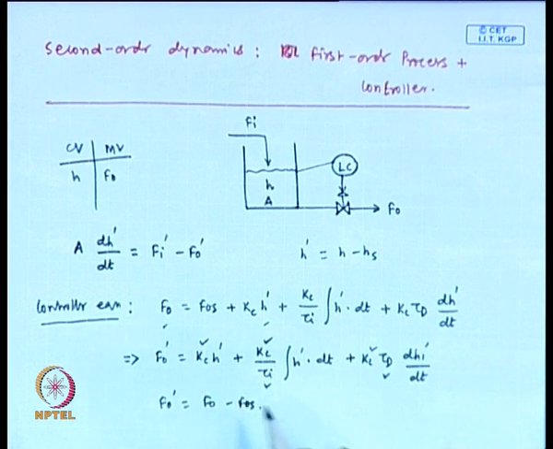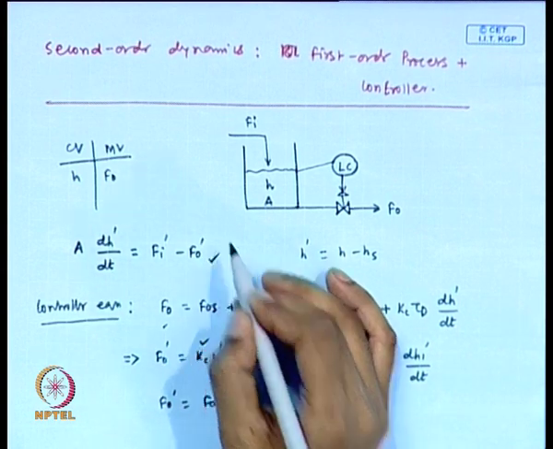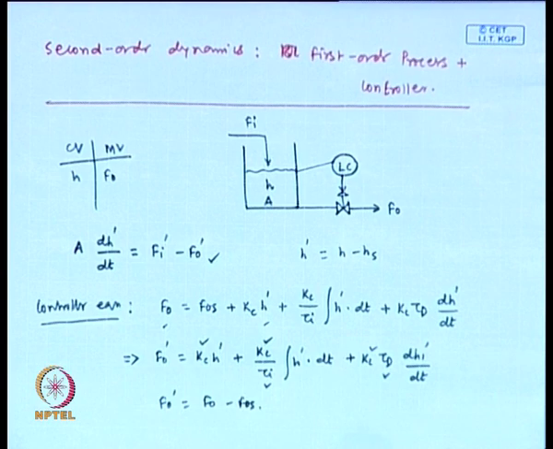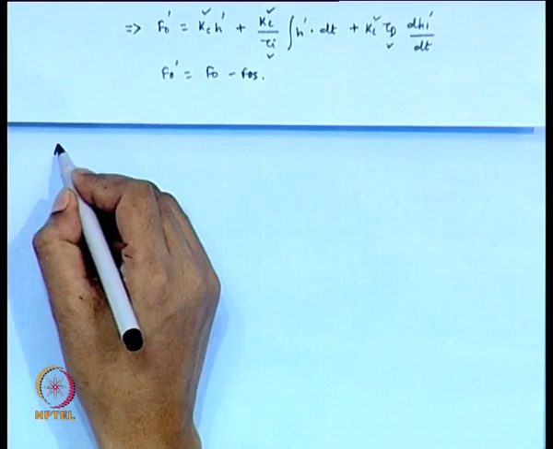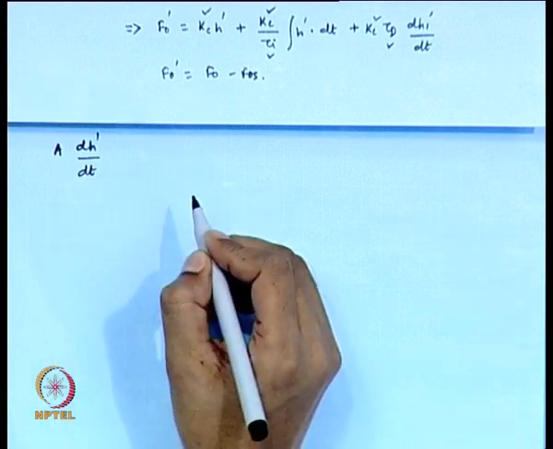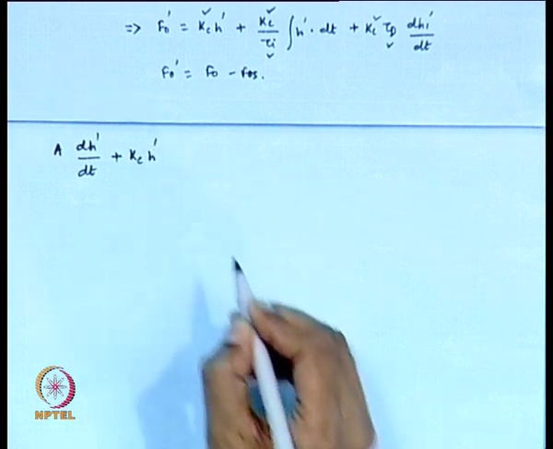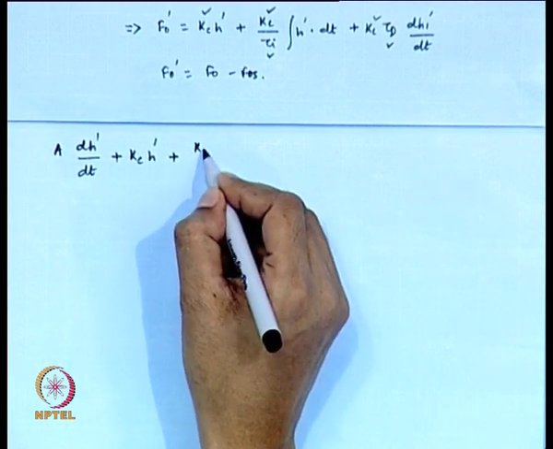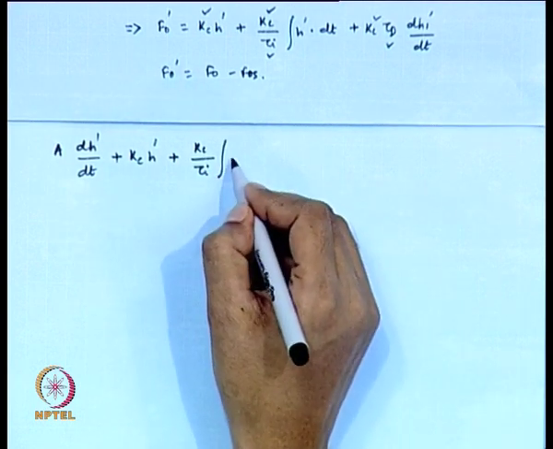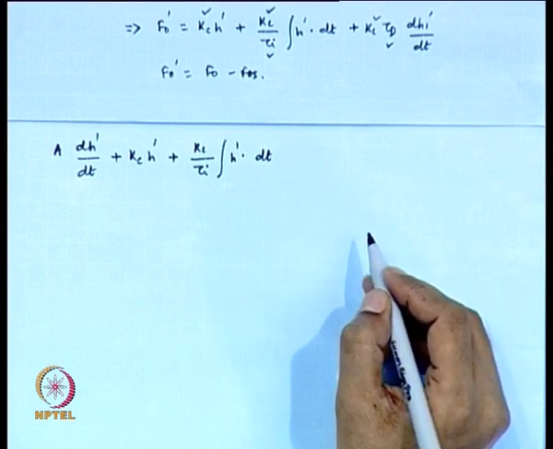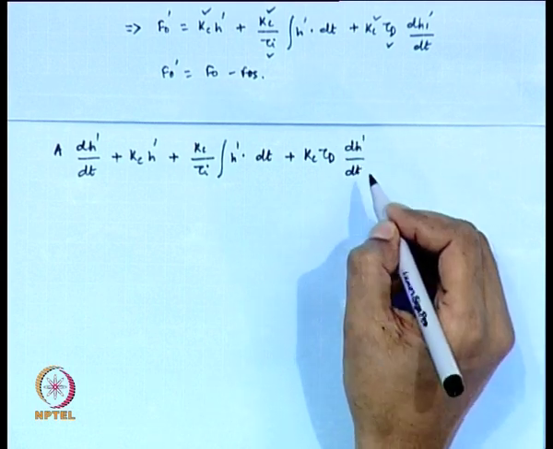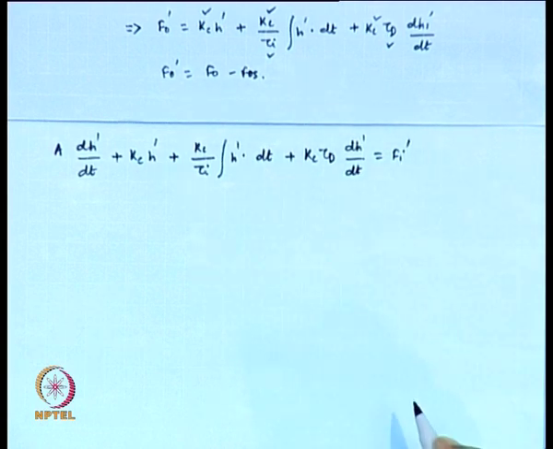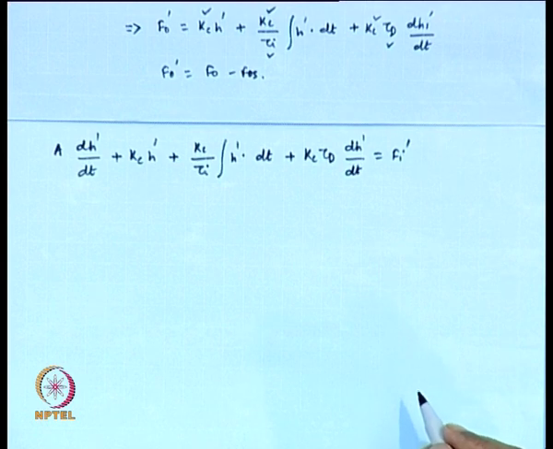Fine. Now, we can substitute the expression of F naught prime in the modeling equation. By substituting the expression of F naught prime in the modeling equation, we obtain A dH prime dt plus K C H prime plus K C divided by tau y integration H prime dt plus K C tau d dH prime dt equals F I prime. Substituting the expression of F naught prime in the modeling equation, we obtain this.